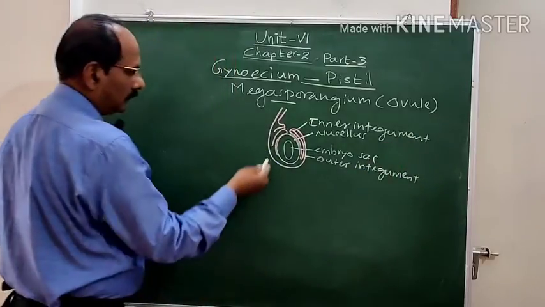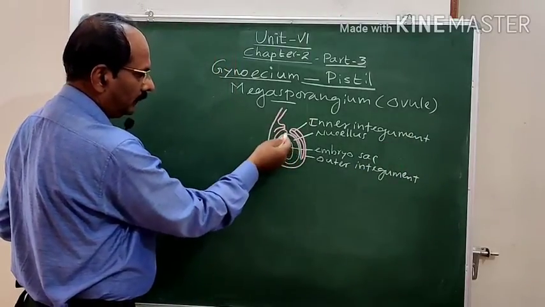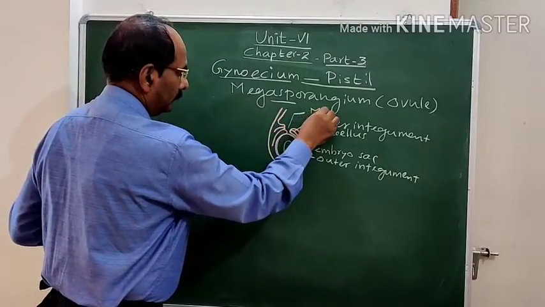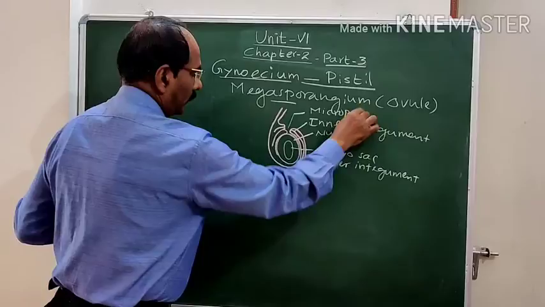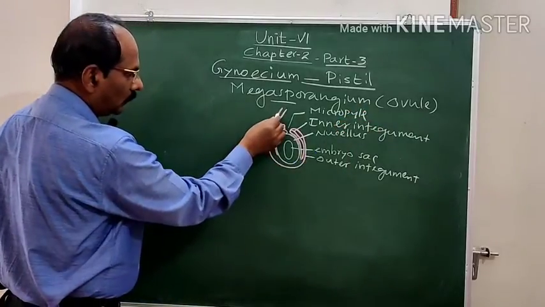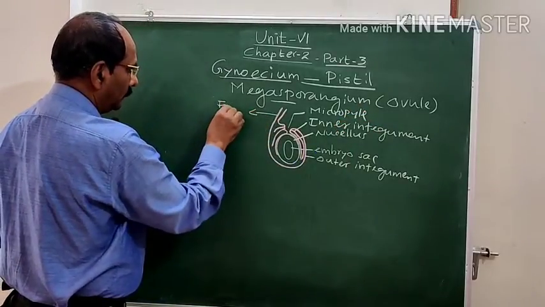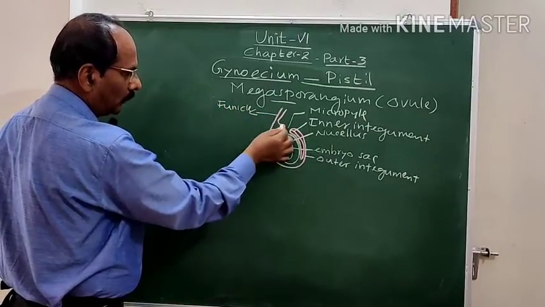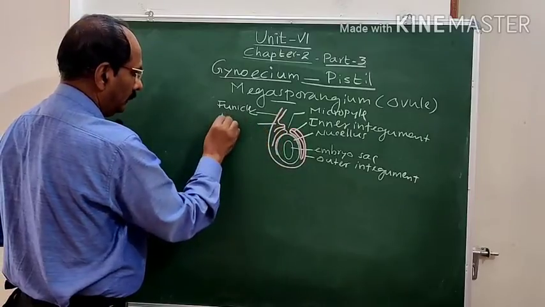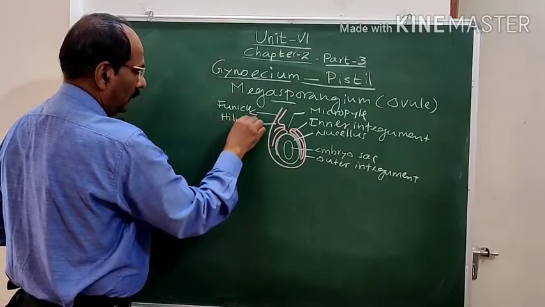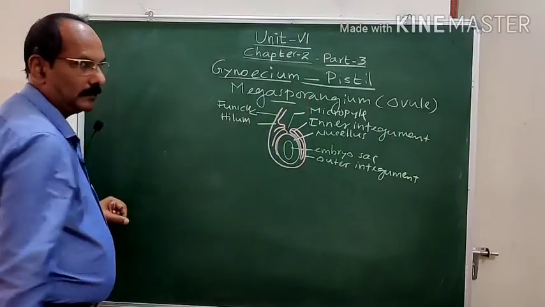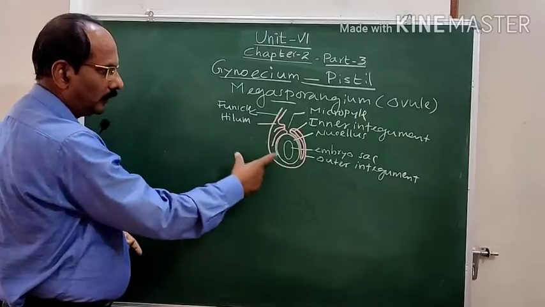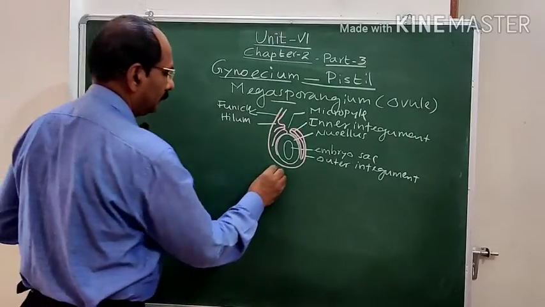Okay. Then this integument is not entire. It will leave a small gap here. This gap is known as the micropyle. And each ovule has a stalk. The stalk is known as the funicle. So the funicle is attaching to the mass of the ovule at a point. This is known as the hilum. And this funicle is attached to the placenta, and the placenta is attached to the ovary. So this type of ovule is known as the anatropous ovule.